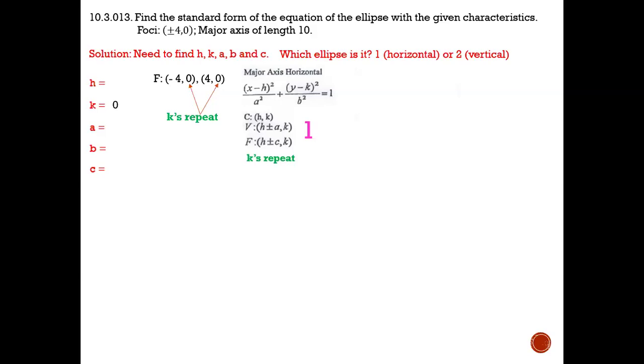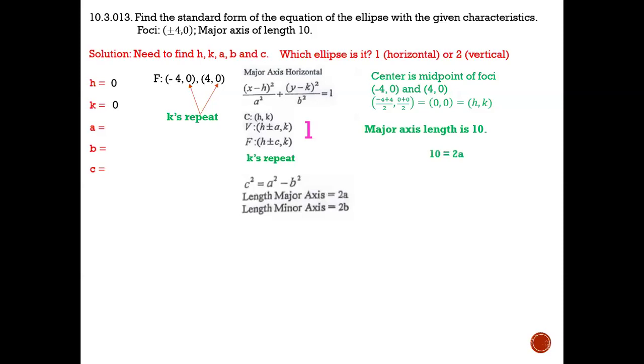All right, so I know what my K is. To get the center, the midpoint of the foci, we plug them into our formula and we find out that H is also 0. Our major axis length is 10, so having that, we can find out that A is 5. Now, using the information of our foci, which refer to the C values, we can get our C value, which is equal to 4.